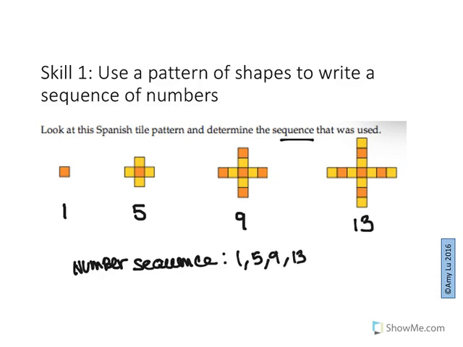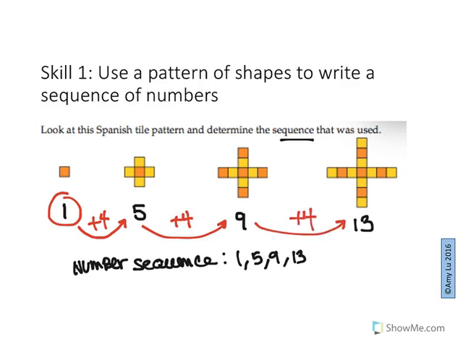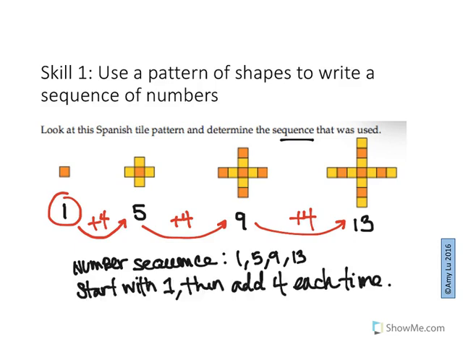Now we actually have to describe the sequence. So what we can say is we start with one tile, and each time we add 4 more. Because if you notice, that's the pattern. So to describe it, we would say you start with 1 and you add 4 each time. So first is the number sequence, then second is how we would say it. Start with 1, then add 4 each time.